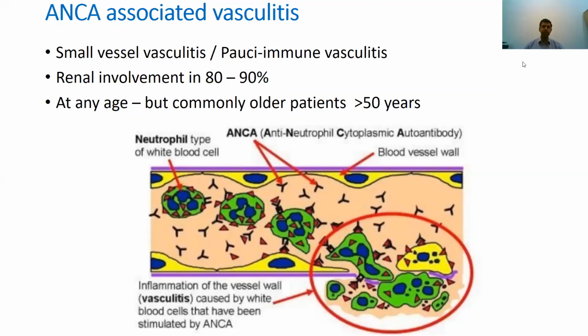So what happens is, this is a blood vessel, this is the endothelium, you have neutrophils circulating, the body produces antibodies against some of the components in these neutrophils. And that is why these antibodies are called anti-neutrophil cytoplasmic autoantibodies, ANCA. And once they bind to the neutrophils, these neutrophils get activated and they go and damage the capillary endothelium or the blood vessel endothelium. And that is why ANCA antibodies can cause a vasculitis throughout the body. And that is what basically happens.